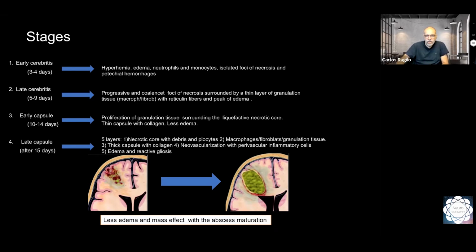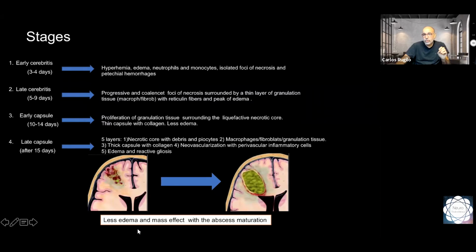We have a central necrotic core with debris and pyocytes, then the macrophages and fibroblast granulation tissue layer, then the thick capsule with collagen. Close to this, there is a layer with neovascularization and perivascular inflammatory cells, which is the layer that enhances with gadolinium. And at the periphery of this layer, there is the edema and reactive gliosis.